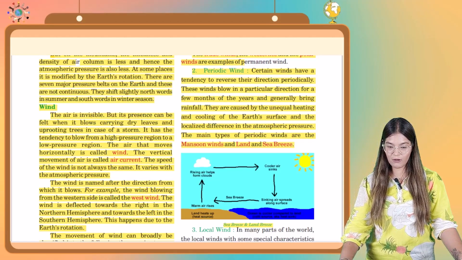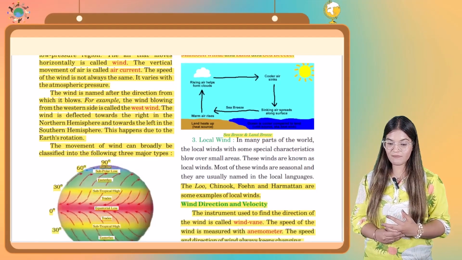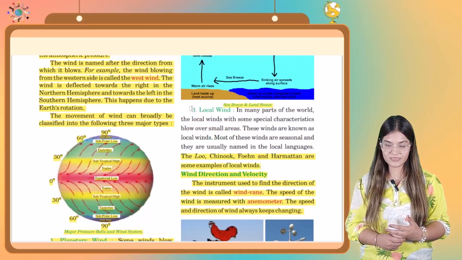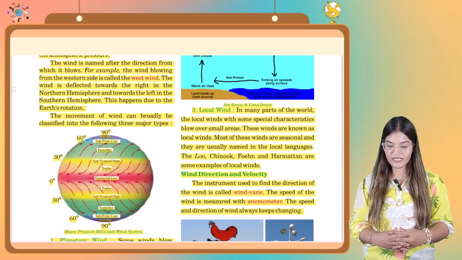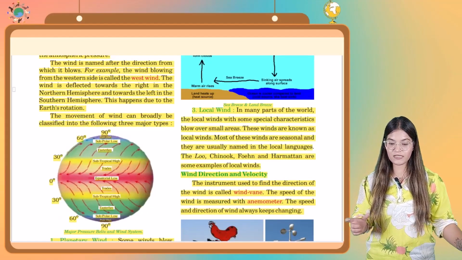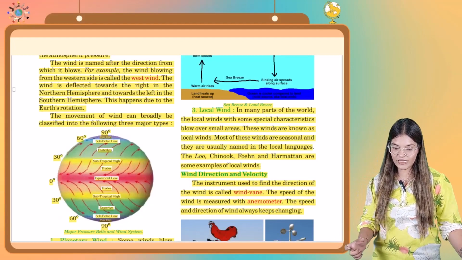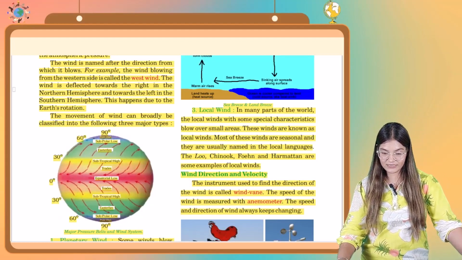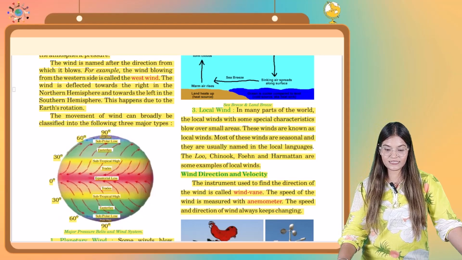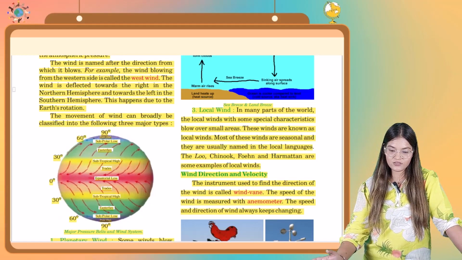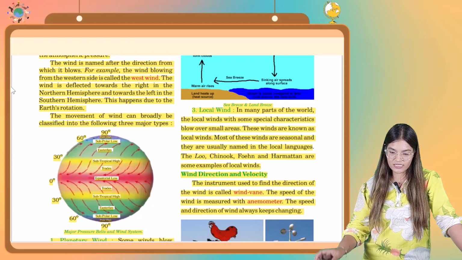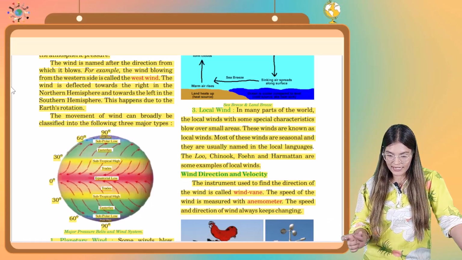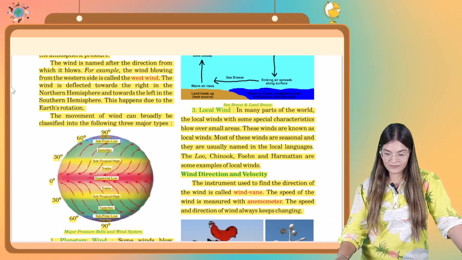Now we will study about the local wind. Local winds. In many parts of the world, local winds with some special characteristics blow over small areas. These winds are known as local winds. Most of these winds are seasonal and they are usually named in the local languages. काफी ज्यादा seasonal होती हैं and that is named in the local languages, like the Lu and the Chinook are examples of local winds.